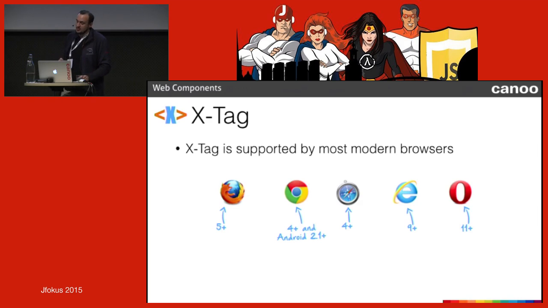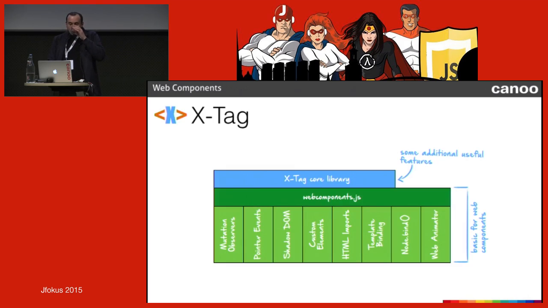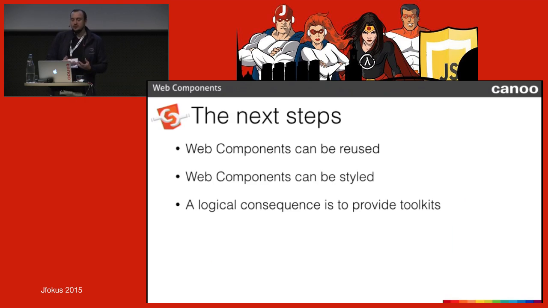So by using Web Components JS and maybe X-Tag on top of it, or only Web Components JS, it will be supported by a lot more browsers and browser versions than just using the specification without any polyfill. Like Polymer, X-Tag is based on the Web Components JS and adds some additional features. Okay, so what do we have? We have a specification, and we have the first implementations of the specification and polyfills.